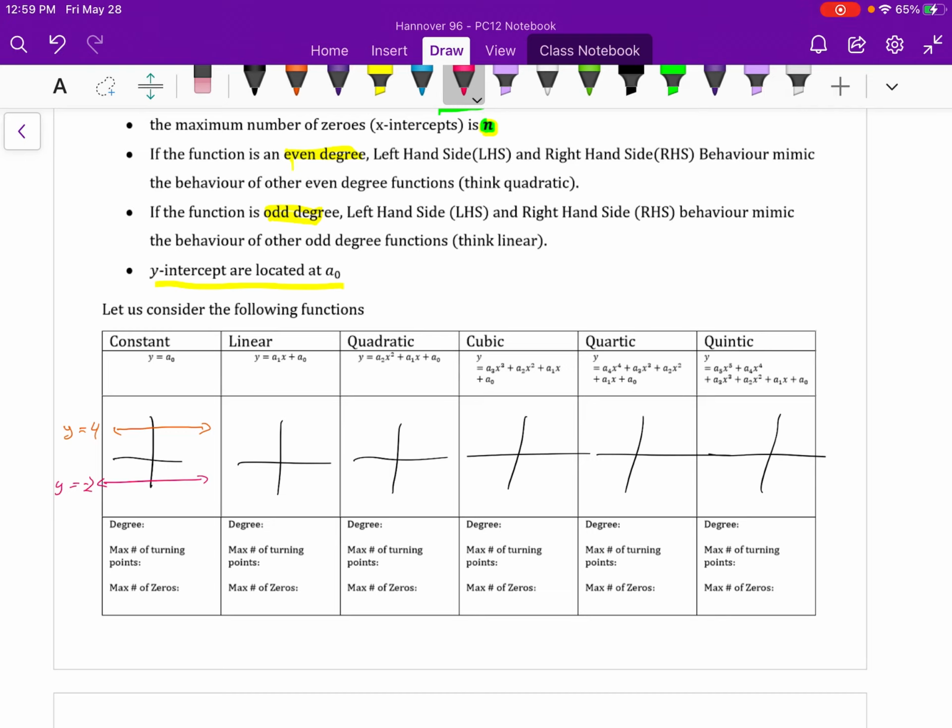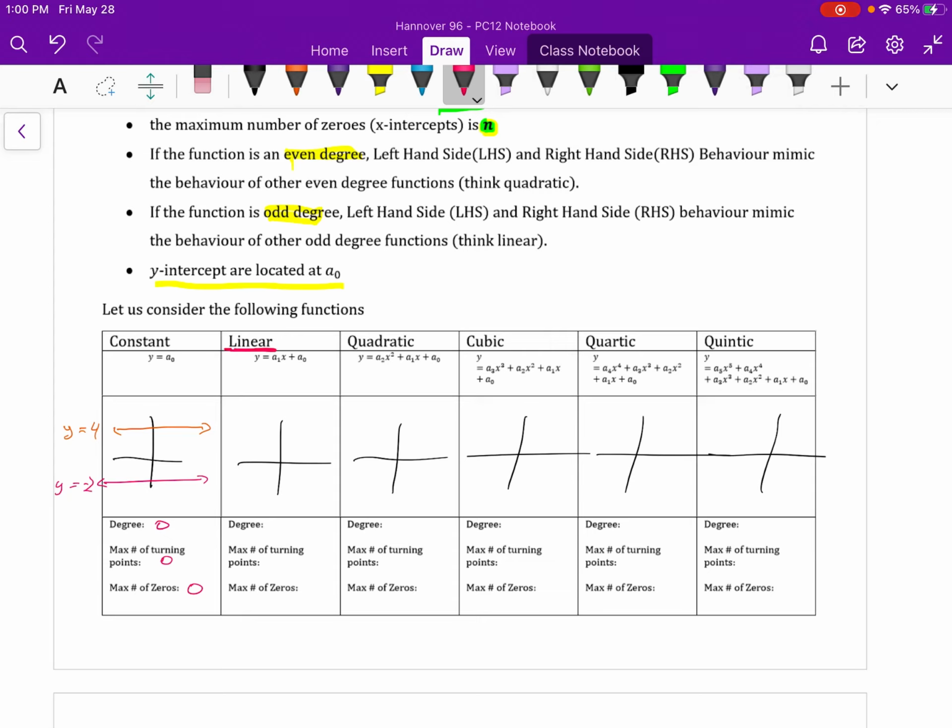How many x-intercepts? 0. So the degree of this is 0. The maximum number of turning points is 0. There are no turning points here. And the maximum number of zeros is going to be 0. We're going to ignore the special case where y is equal to 0.